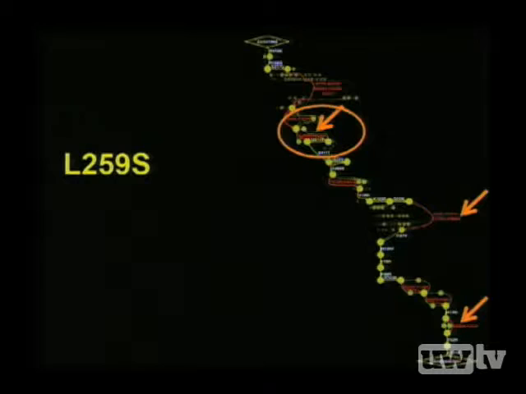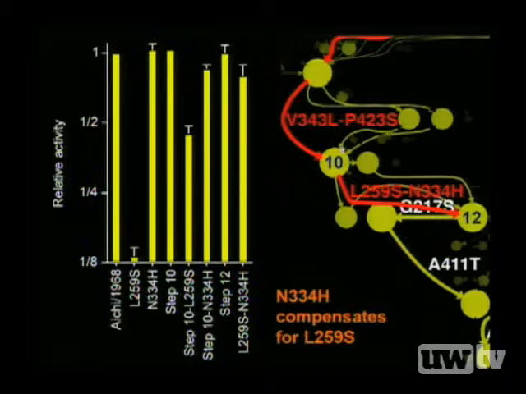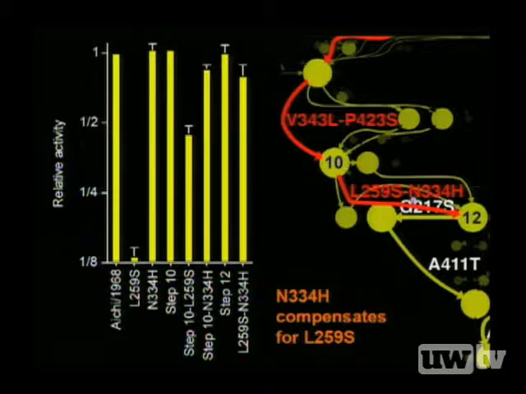If we look at the map here, these maps take a little while to get used to looking at, but the relevant portions are indicated here by the 10 and the 12. There were a variety of mutations that happened in this virus, and we ended up with a virus which I've labeled step 10. And then this virus got the L259S mutation and the N334H mutation in some unresolved order, we can't tell which mutation happened first, and ended up creating this other virus here called step 12.